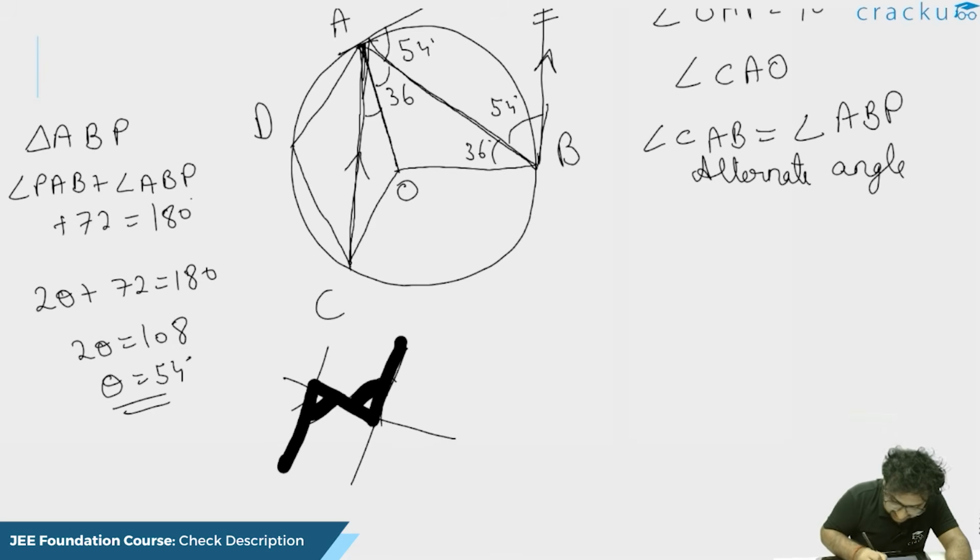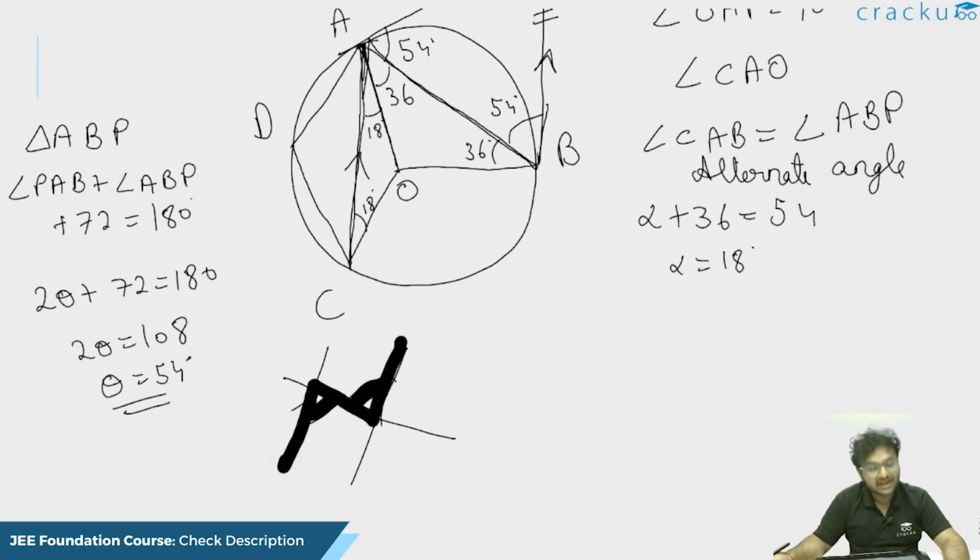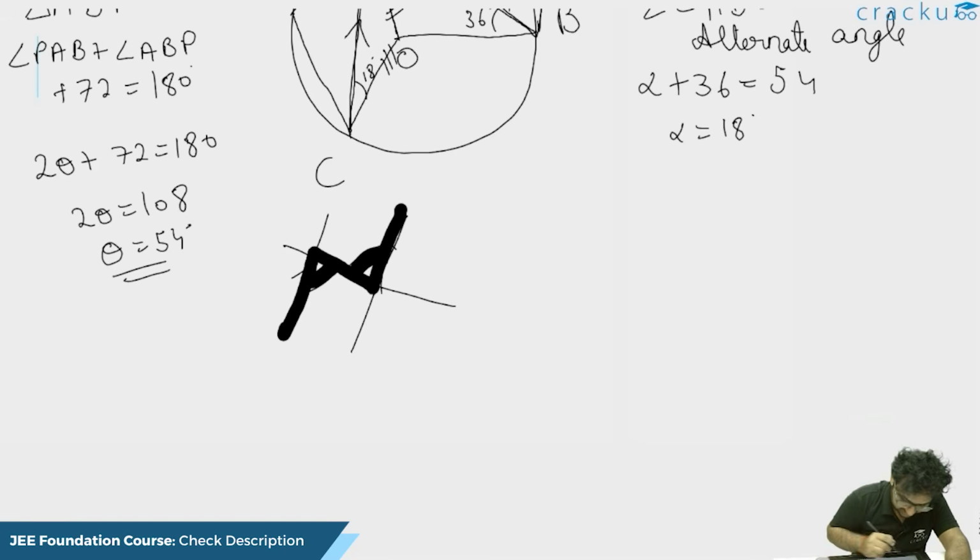Okay, so this angle plus 36, let it be alpha, so alpha plus 36 is equal to 54. So alpha is what? 18 degrees. So this is 18 degrees, and this will also be 18 degrees. Why? Because they form an isosceles triangle. OC is equal to OA.